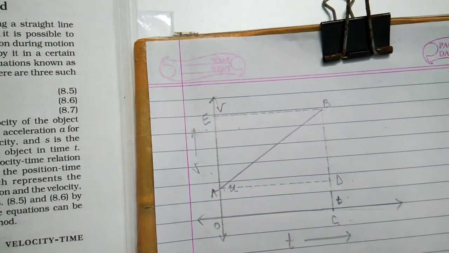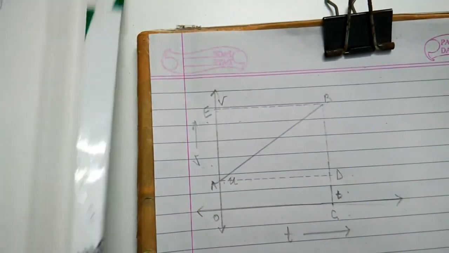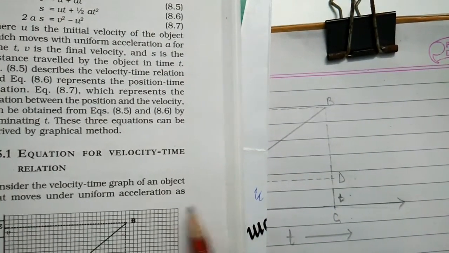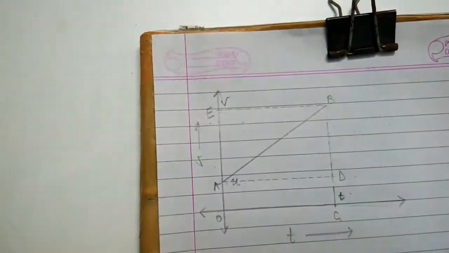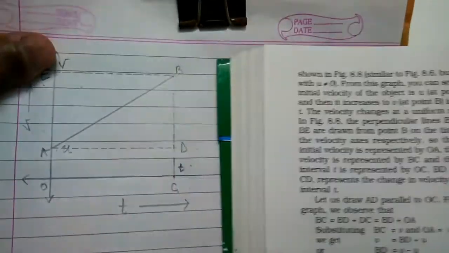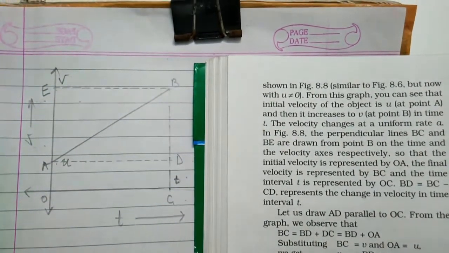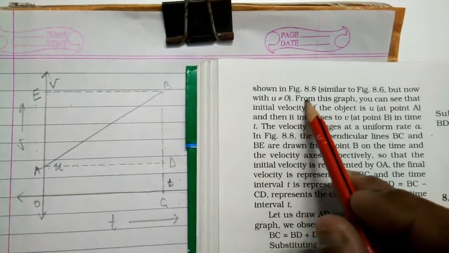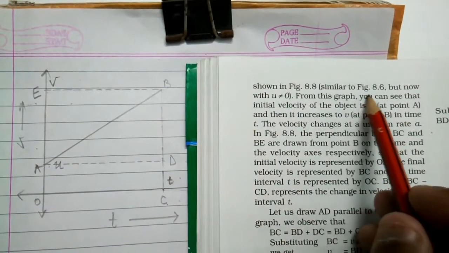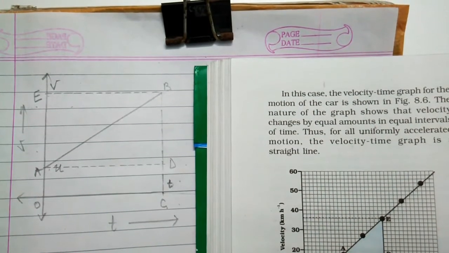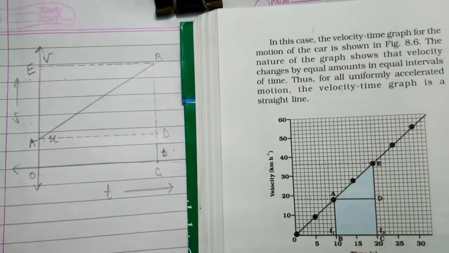Now, the first equation. Consider the velocity to time graph of the object that moves under uniform acceleration as shown in the diagram. Figure 8.8 is similar to figure 8.6. This is figure 8.6. It is a similar figure.